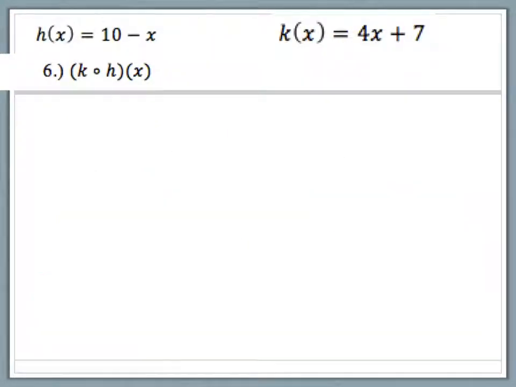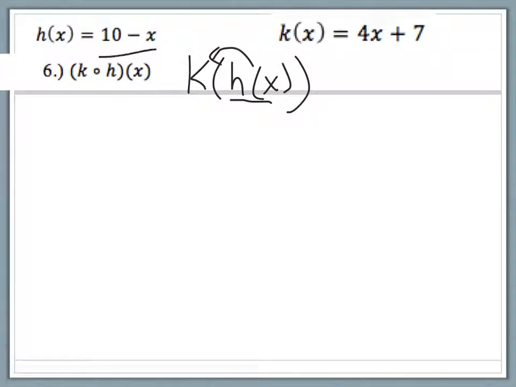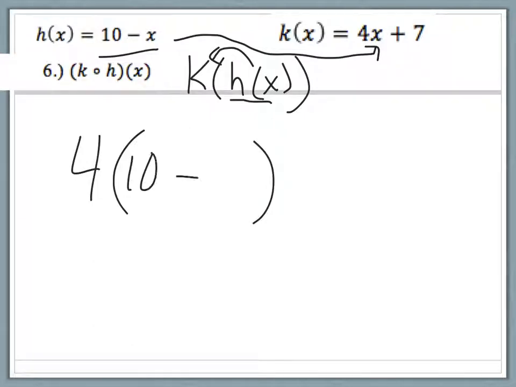Okay, this last example, once again, I'm going to go ahead and rewrite this. So we're going to put this as k of h of x. So that tells me that I'm going to take my h, or that first one, and plug it into the other. So I'm going to take h and plug it into the x's on the other one. So that means I'm going to have 4, and then instead of x, I'm going to put in that 10 minus x plus 7.